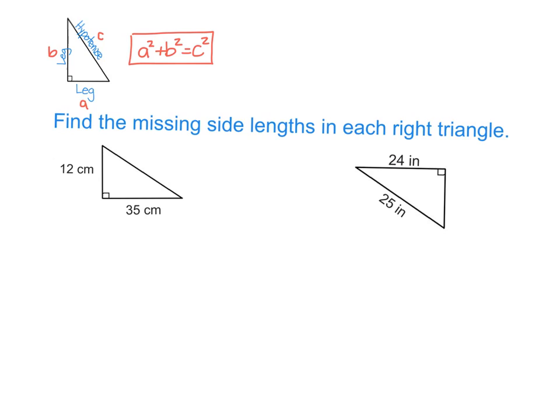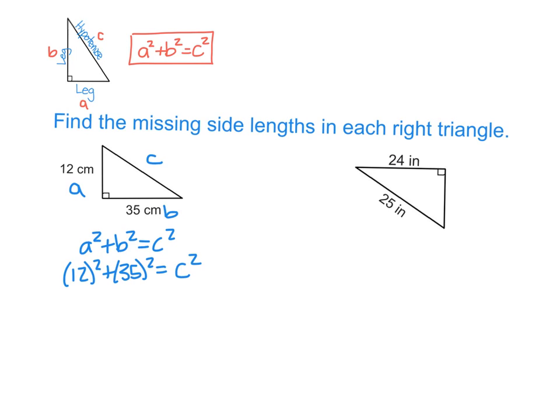We'll do two examples together. I start each example by labeling my sides so that I know what I'm looking for. In the first example, I know that I'm given the two legs, so I'm going to label them A and B. And I'm missing my hypotenuse C. I always write the formula first and then fill in what I know.